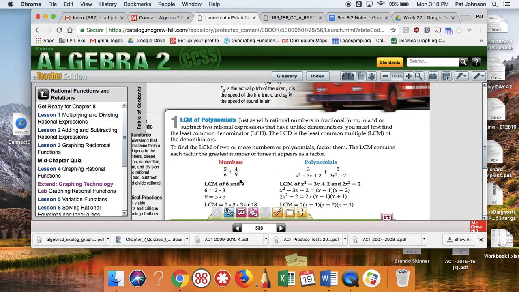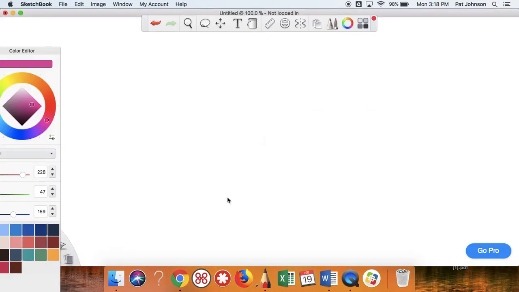Again, when we have a number like 5/6 plus 4/9, we get the least common multiple. Let me show you the way I do it. Let's take 6 and 9. This is a simple number, but it works. It just really helps to break it down. So I'm going to take my two, I have 6 and 9, and I'm going to go to the side and do this.